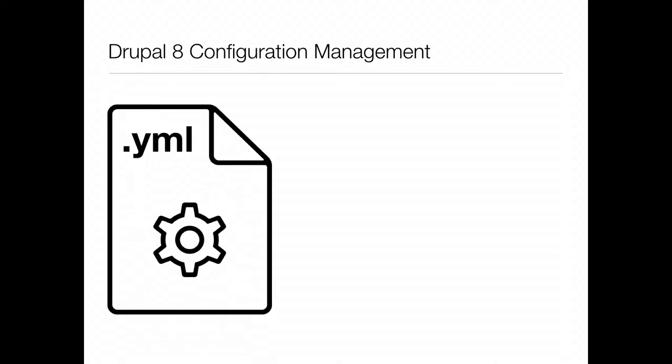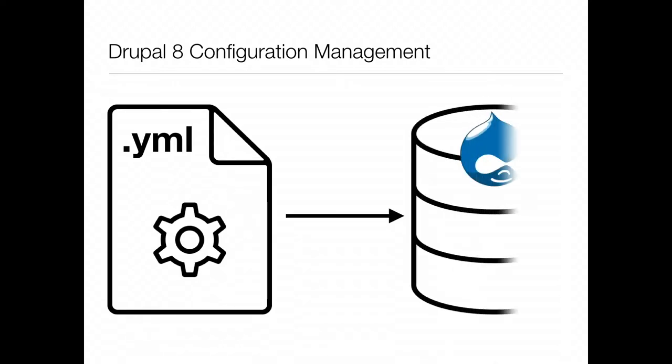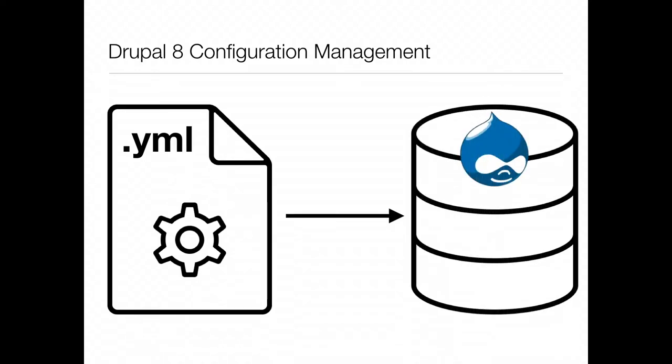Configuration management: the configuration is stored in files. These files are YAML files in your file system, but they're also stored in the database, and they call that the active configuration. The configuration that your site is currently running at this exact moment is stored in the database, and you can export it into YAML files, and you import them into your database.